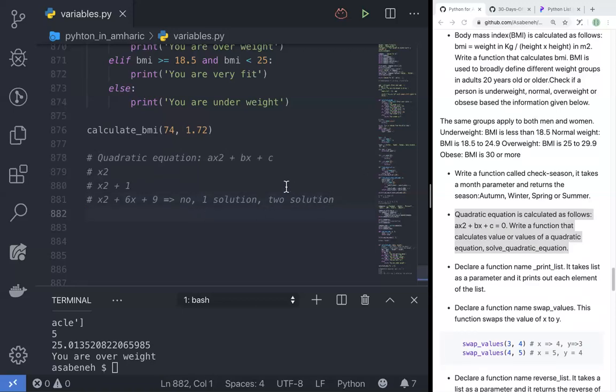Discriminant is b square minus 4ac. If the discriminant is 0, it has one solution set. If b square minus 4ac is greater than 0, it has two solutions. If b square minus 4ac is less than 0, no solution. Am I right? Say something for me, maybe I forgot.